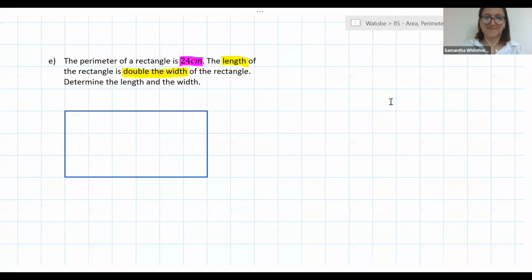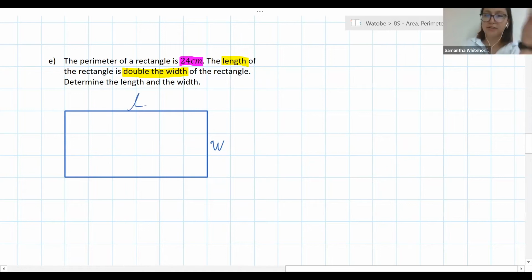Ma'am, I don't really have a method for this one, but I was thinking about the question where it says double. So I just manually thought that the smaller side should be the width, or the length, I'm pretty sure. Ma'am, which is the length and width again? Length is the longer one, width is the shorter one. So this is the length. Oh, yes.